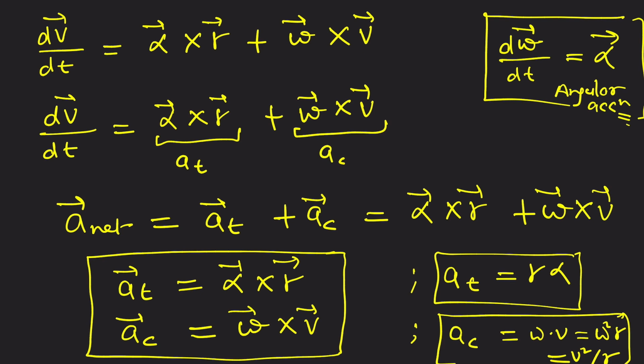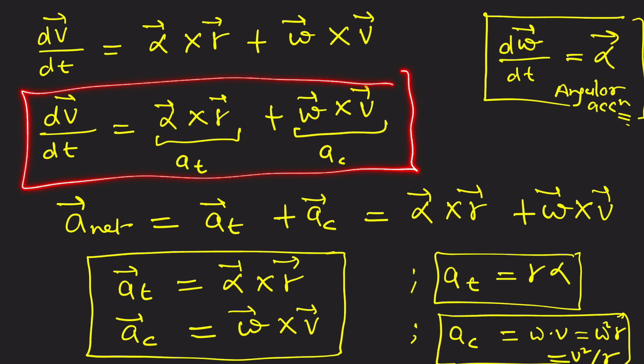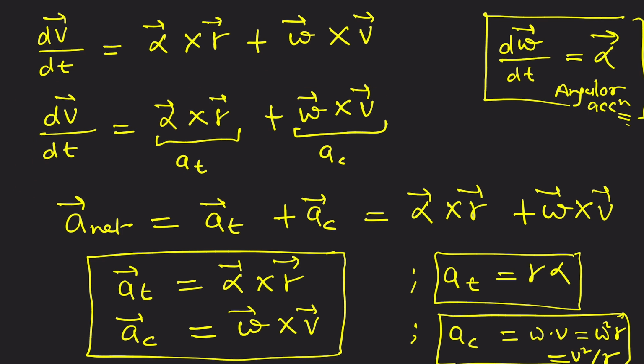That is the centripetal component, and that is the tangential component. So now if you see, dv by dt here is not only omega cross v; along with omega cross v, it has one extra term now. So this is the most general equation of the rate of change of velocity.